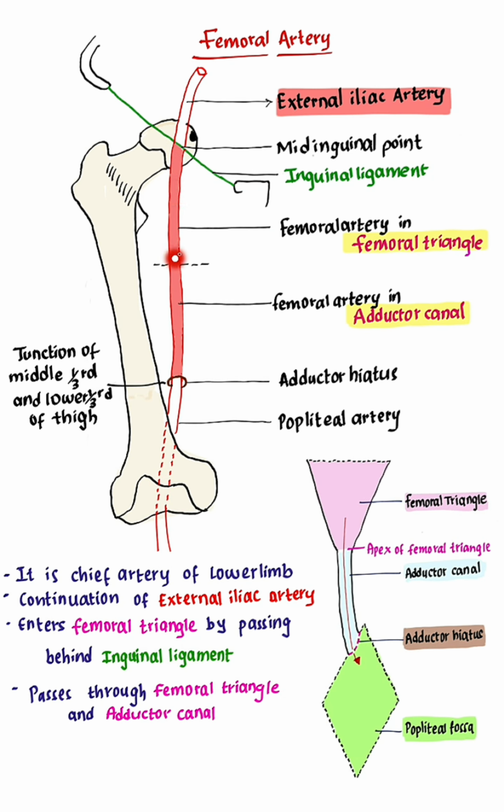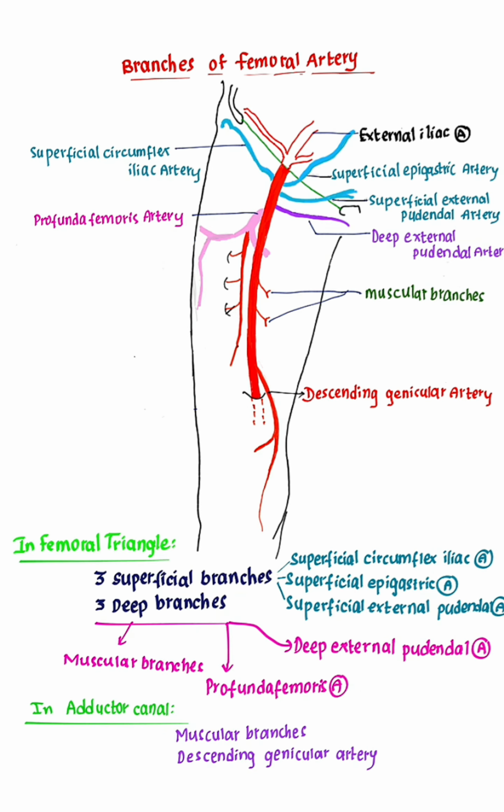Femoral artery passes through femoral triangle and adductor canal successively, passing downwards and medially. It leaves the canal by passing through adductor hiatus and enters the popliteal fossa. Within the popliteal fossa, it continues as popliteal artery. Adductor hiatus is situated at the junction of middle one-third and lower one-third of thigh.